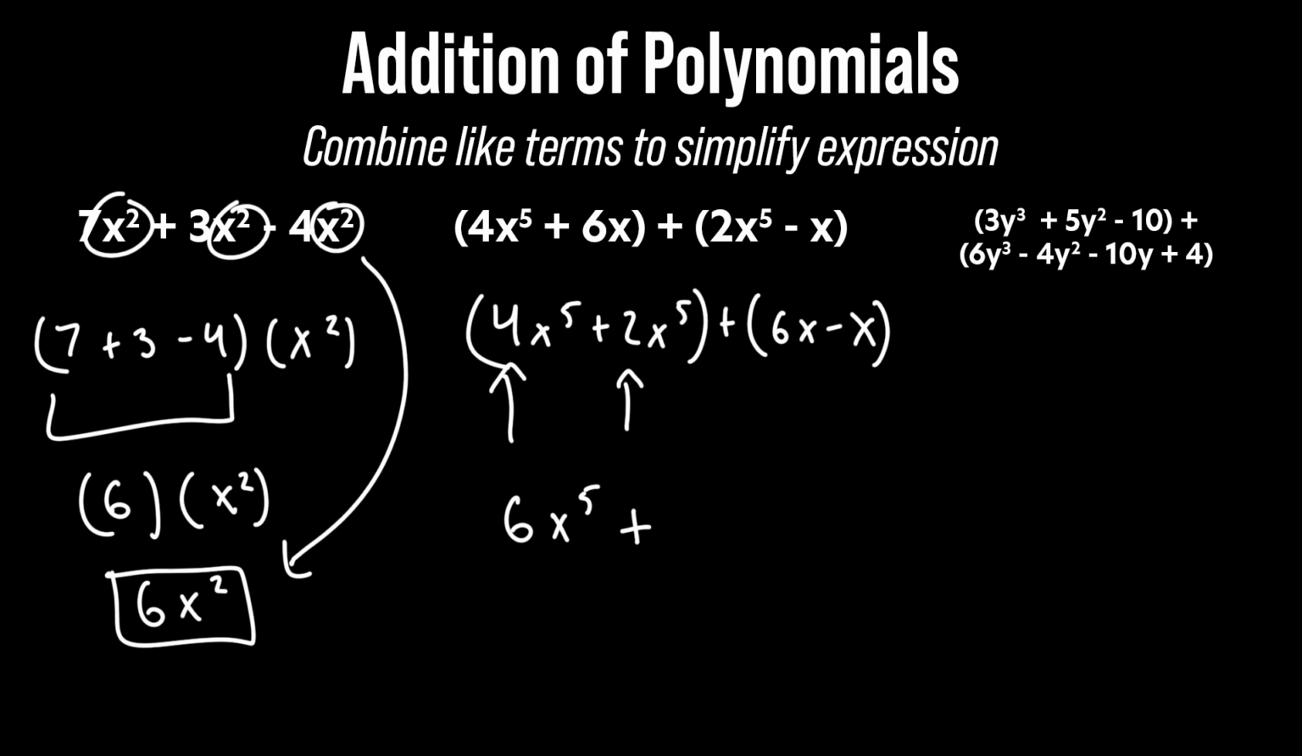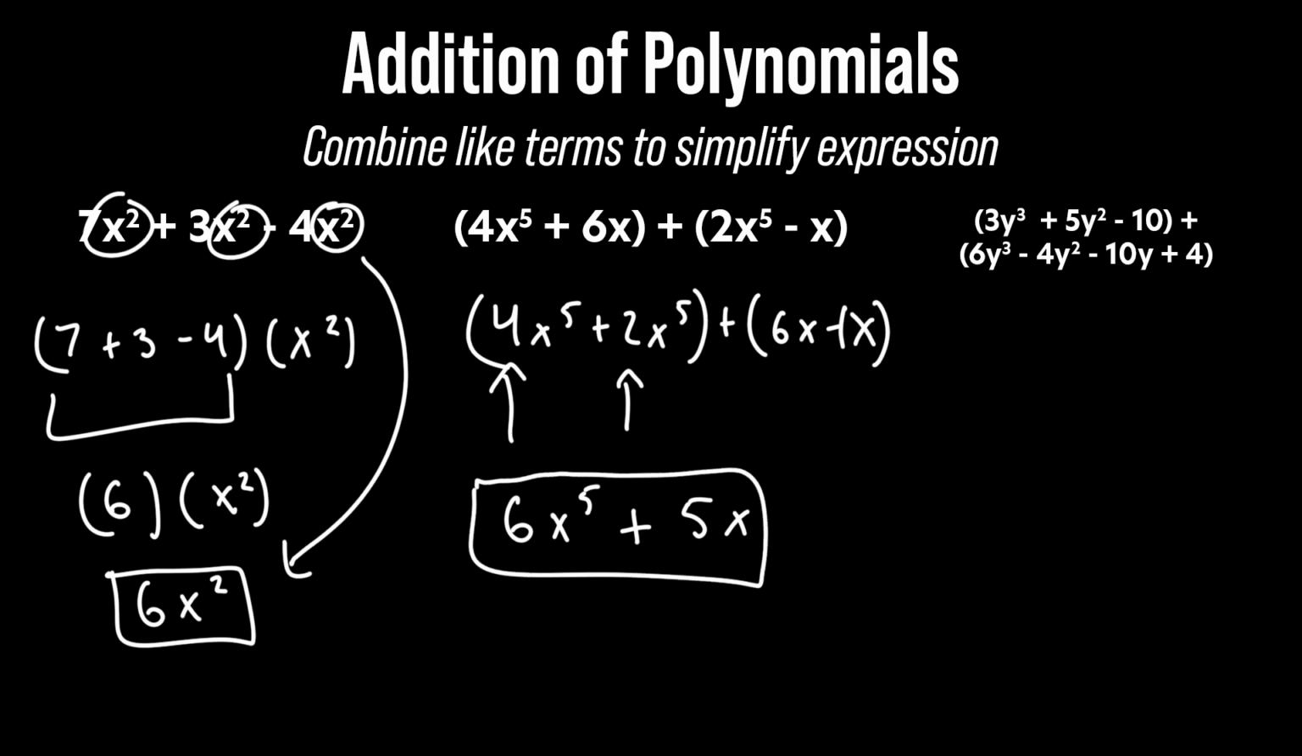And the second one is the same idea. 6x minus x, we know that's 5x. 6x minus x, or 6x minus 1x. 6 minus 1 is 5. So this is going to be 5x. And so this is our simplified expression.